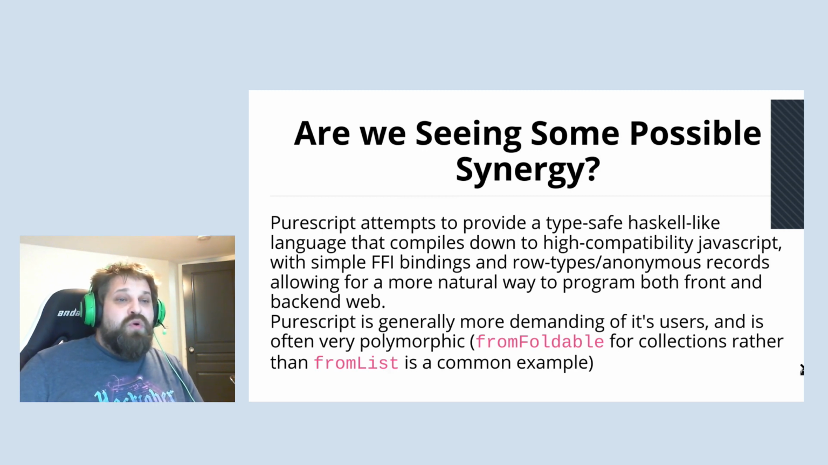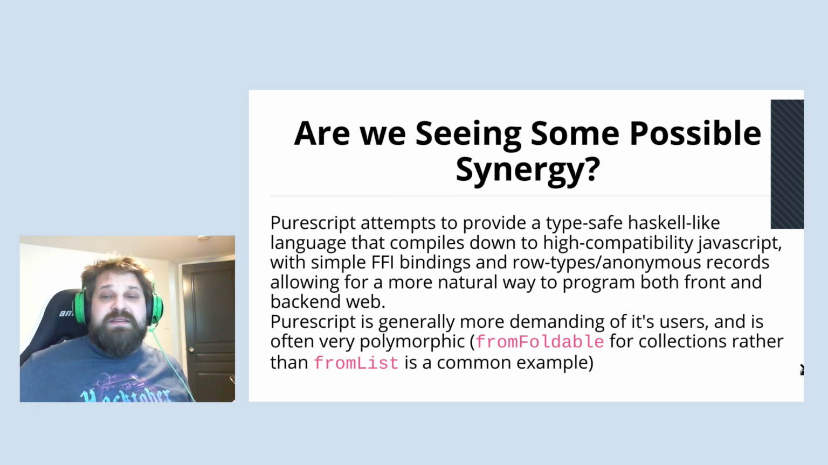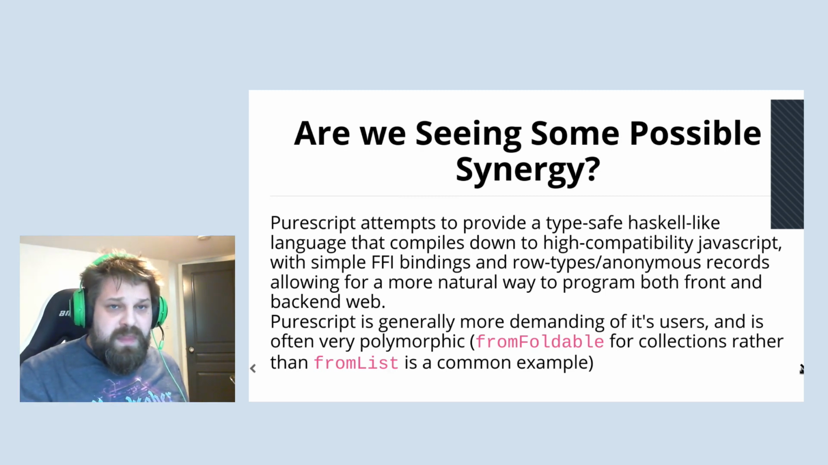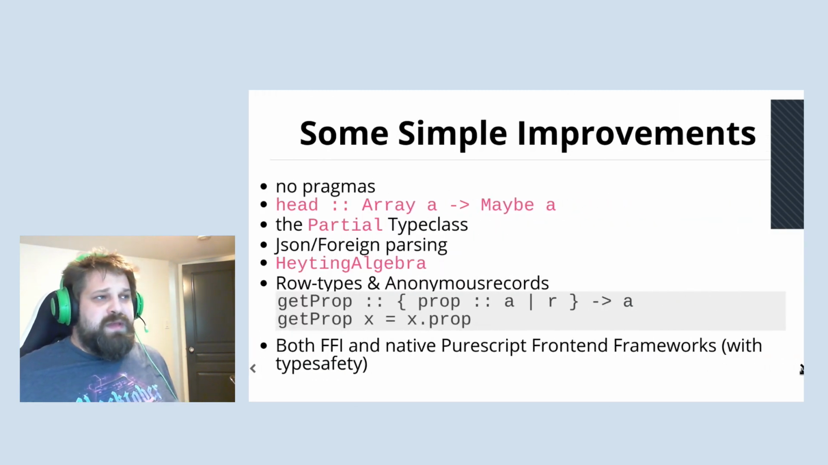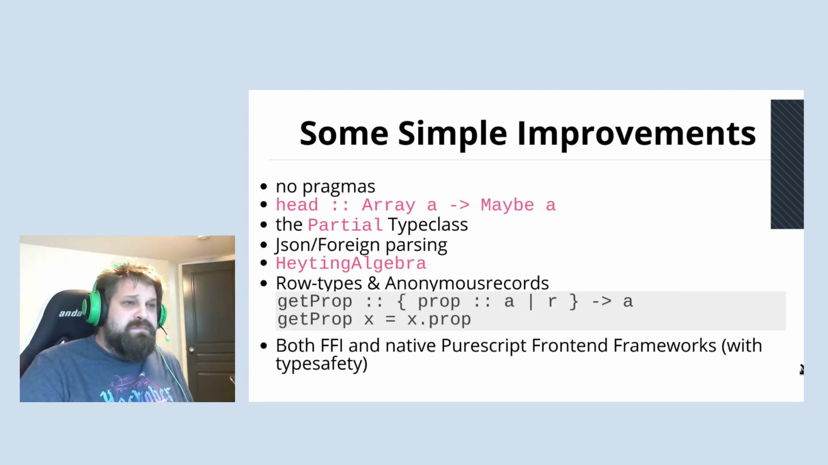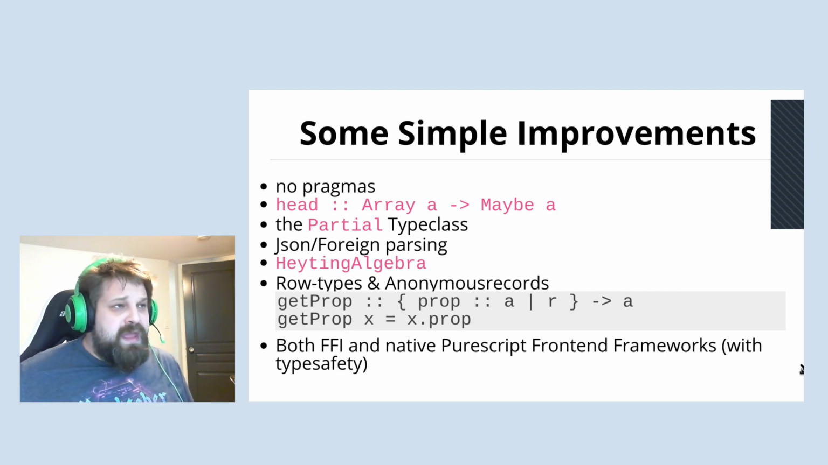Purescript is generally more demanding of its users, though. It's more polymorphic, for example. So foldable is used for collections rather than list. And this can create some real problems because your compiler has less information sometimes. So this means that things like type tools are a little bit less useful than they would be in Haskell. But we don't have any pragmas. That means the compiler is much easier to maintain. And in fact, it is maintained by a far smaller group of people than GHC is.